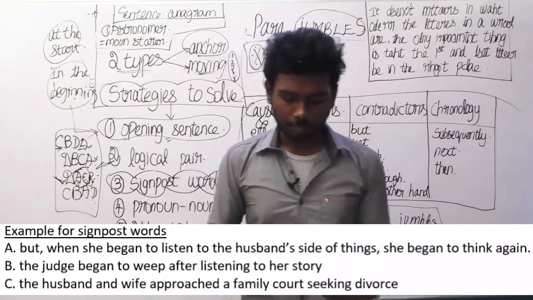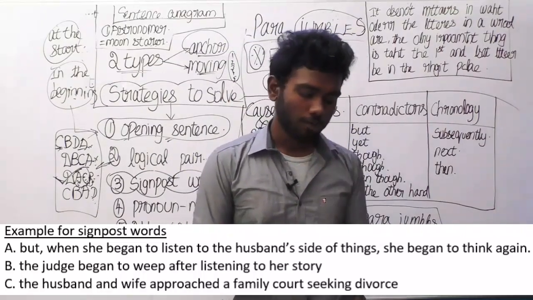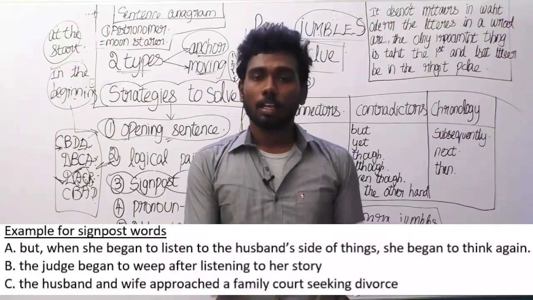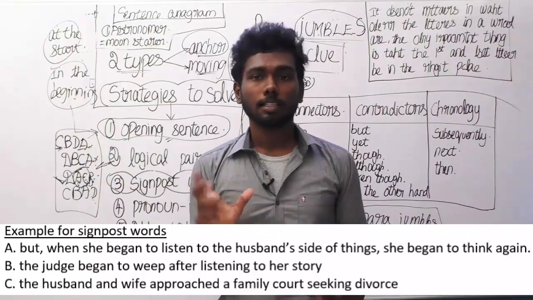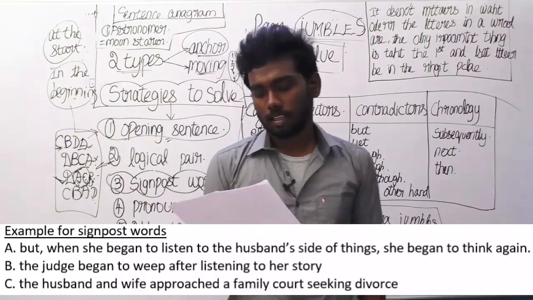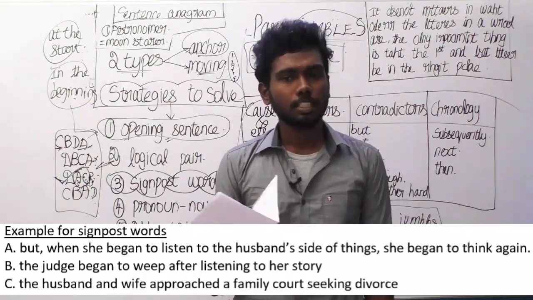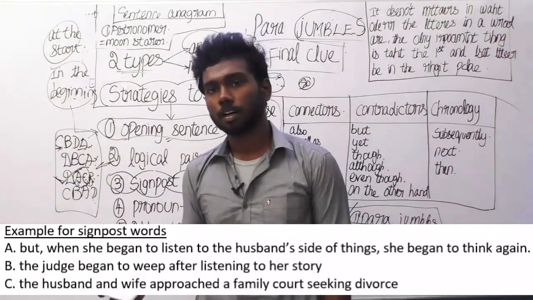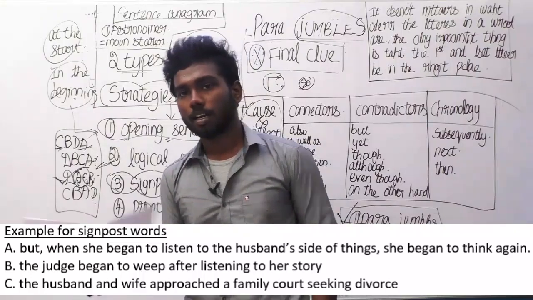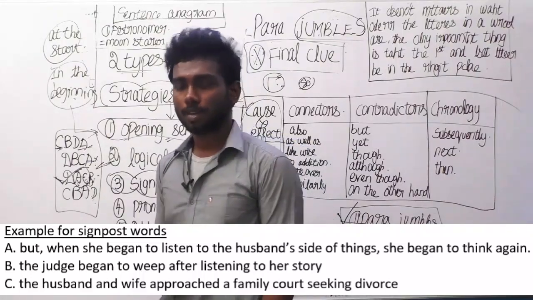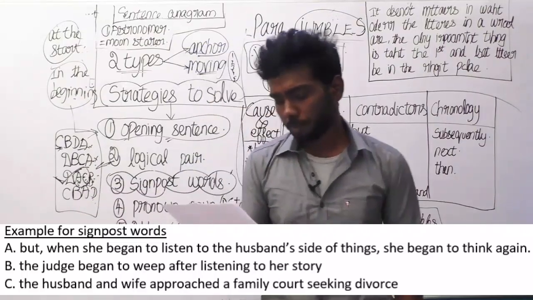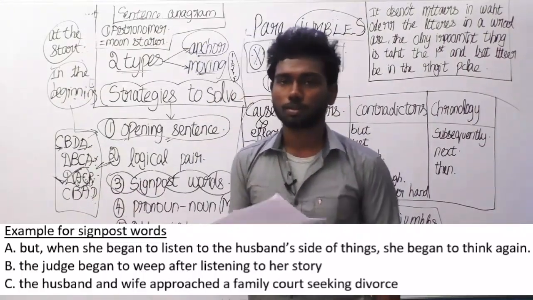The second sentence is, the judge began to weep after listening to her story. The word her is given here. The judge began to weep listening to whose story? There is some her, so there is some noun going to be there. You have to find who is that her. The third sentence is, the husband and wife approached a court seeking divorce.